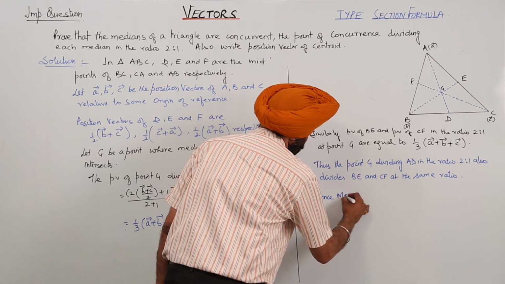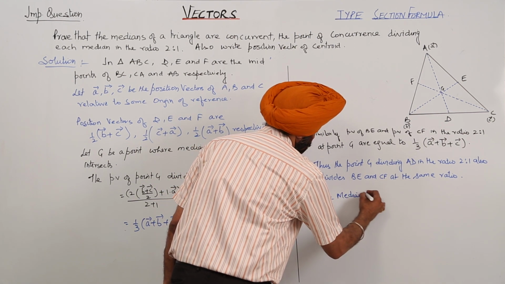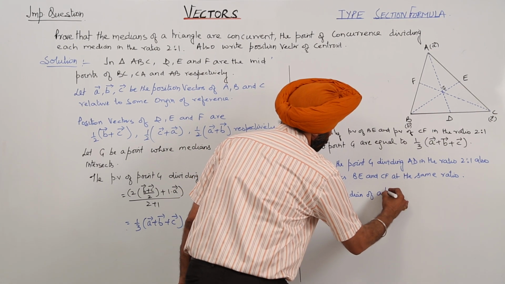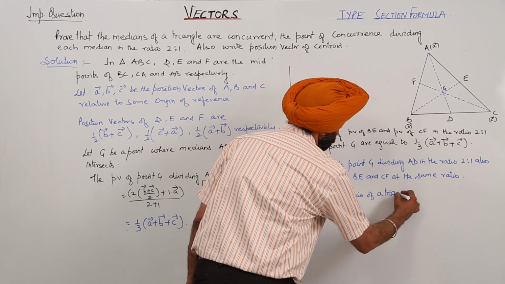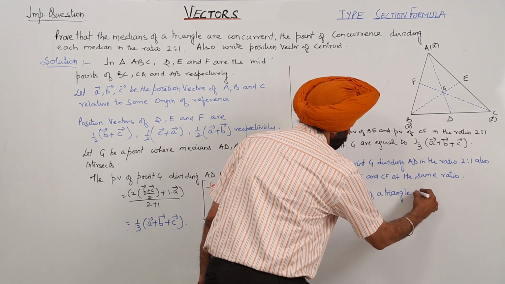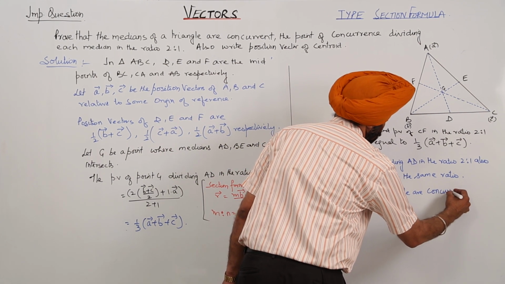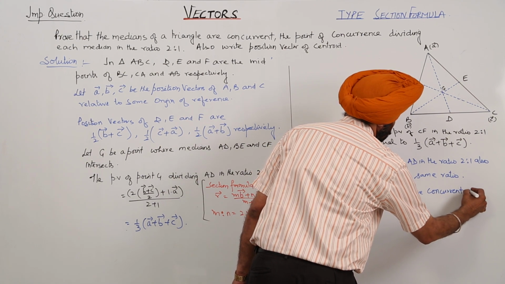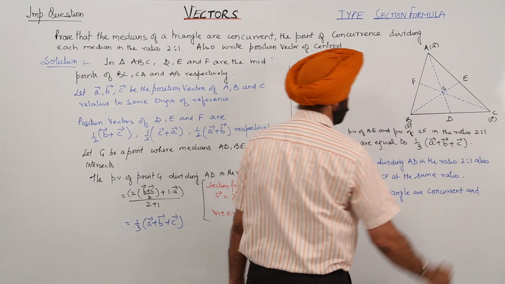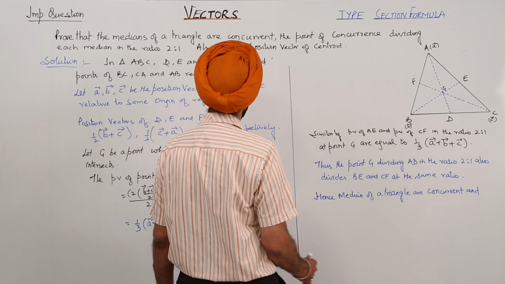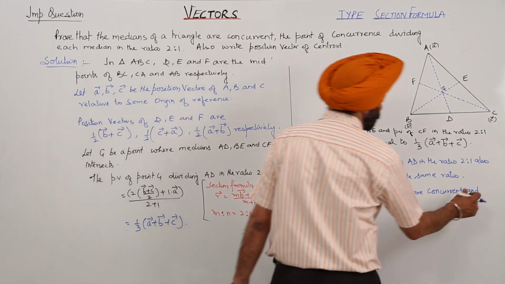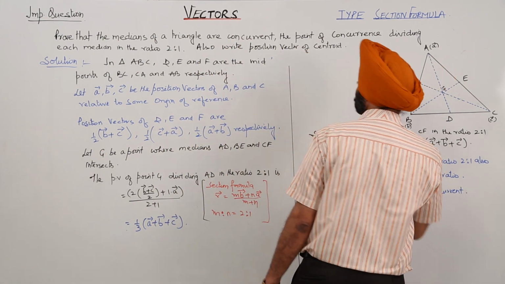Hence, the medians of a triangle are congruent, and because this is the second part.